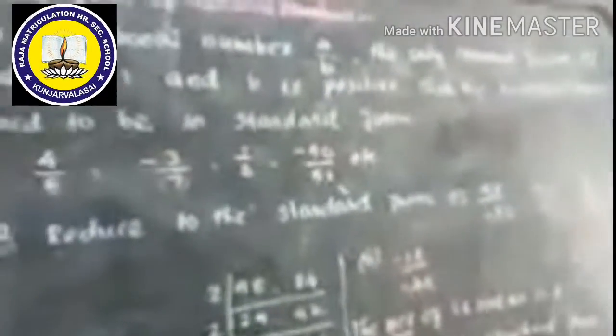Okay, the topic is standard form of a rational number. What is the meaning of the standard form of a rational number? I will give the definition for you. If in a rational number a by b, the only common factor of a and b is 1, and b is positive, positive meaning a positive integer, then the rational number is said to be in standard form.